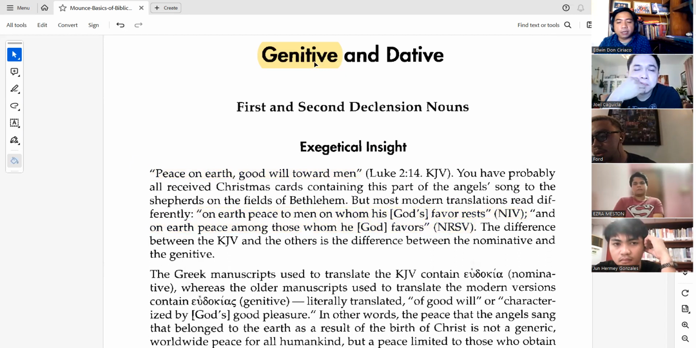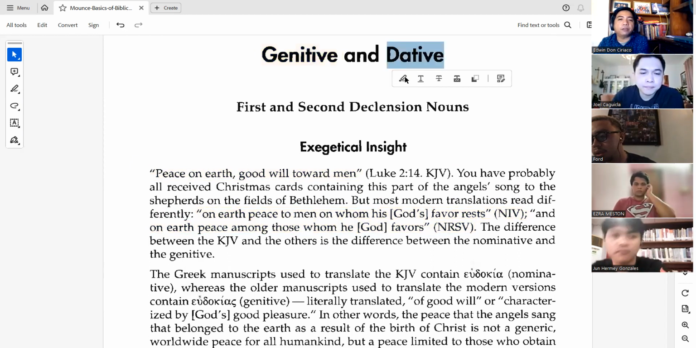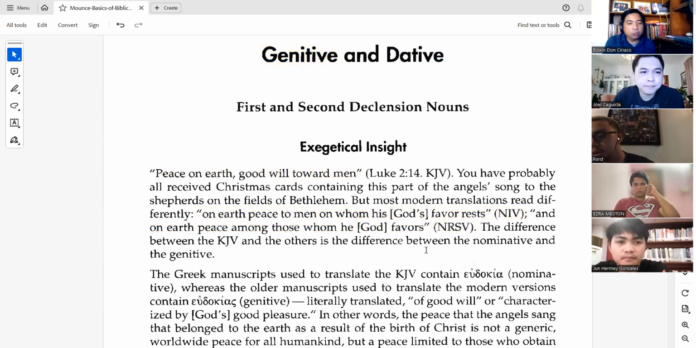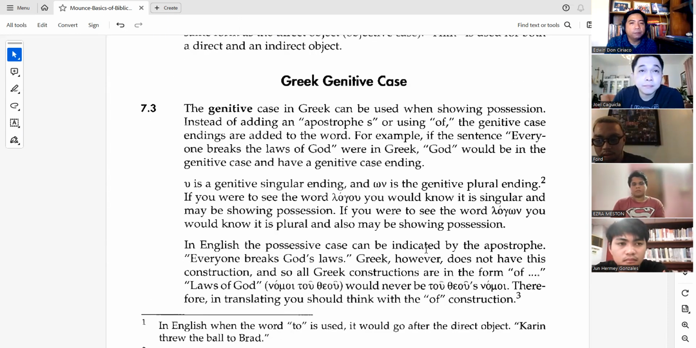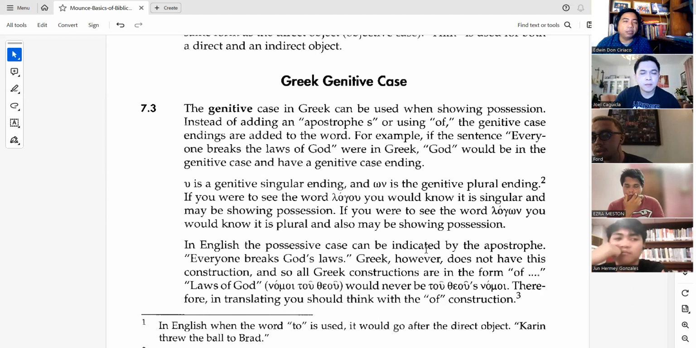So, but if it's in the indirect object, it is the dative case. Okay. So the genitive case in Greek can be used when showing possession. But to remind you, class, genitive of possession is just one of the functions of the genitive case. So you may be asking, so sir, what are the other functions of the genitive?